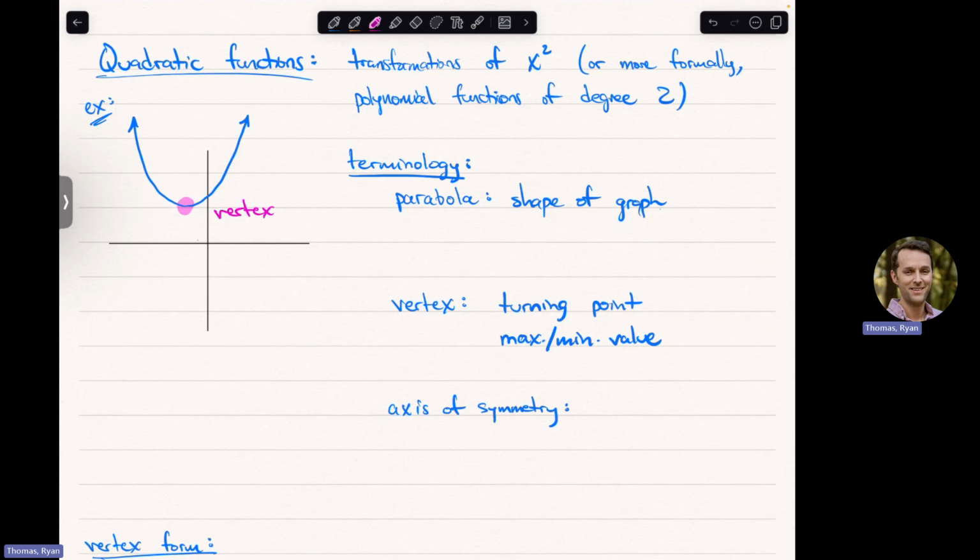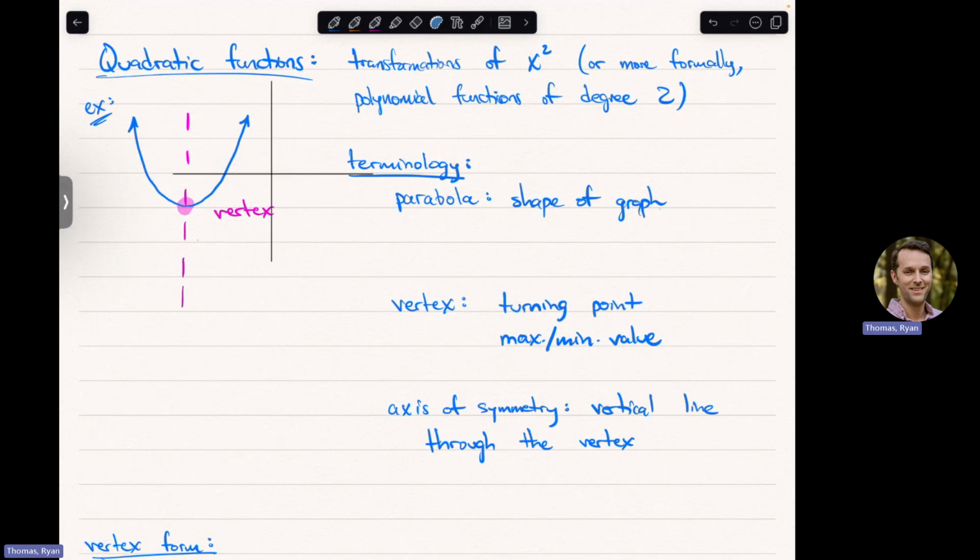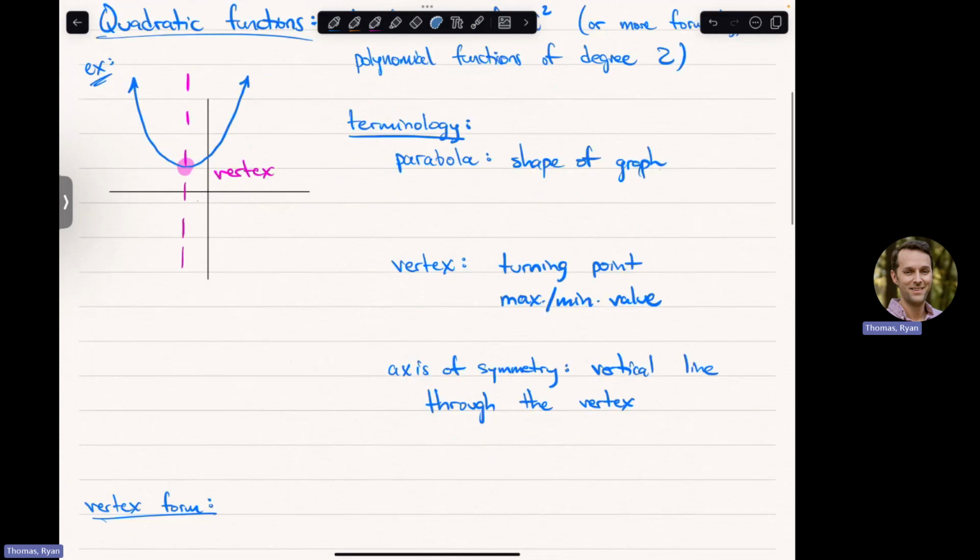And then the axis of symmetry, that's just this line running through the vertex that acts like the middle of the graph, or acts like a mirror, or again, if I fold over that line, the two sides would line up. So it's a vertical line that passes through the vertex. So if we know where the vertex is, then we know where the axis of symmetry is as well. They stick together. So however the graph is shifted or transformed or moved around, the vertex and the axis of symmetry are, again, sort of stuck together. Okay, so that's some of the terminology stuff.